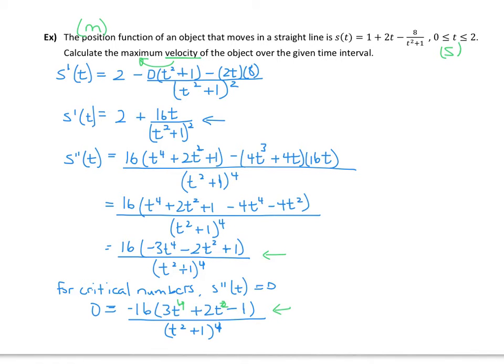So this will factor. Now before I do that, I will multiply both sides by the denominator here, and then I'm going to divide both sides by -16. And when I do that, that's going to give me 0 equals 3t to the 4, plus 2t squared, and a -1. So from there, I'm going to factor that as a tricky trinomial and then find my critical numbers.